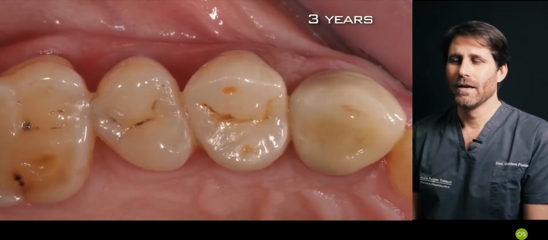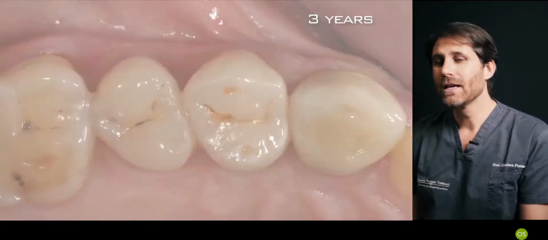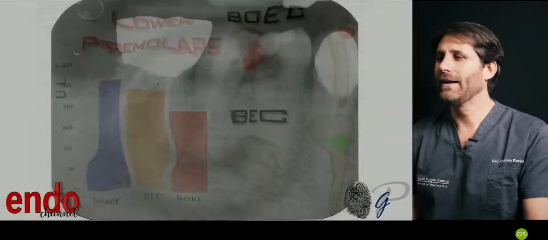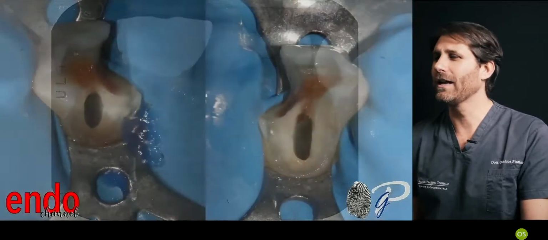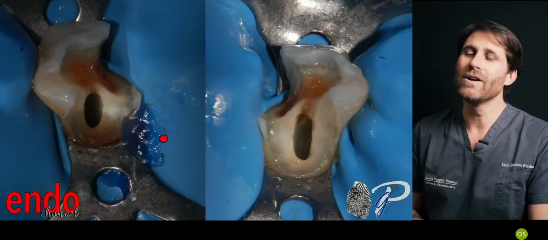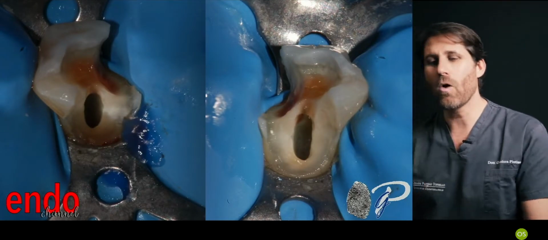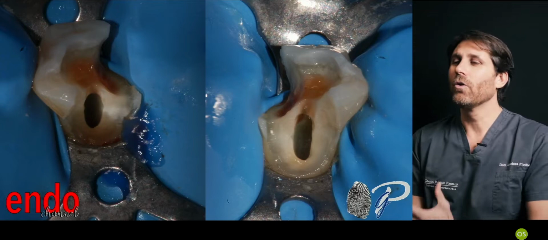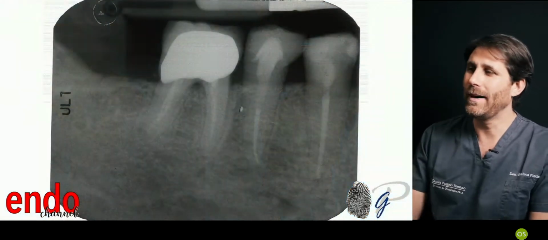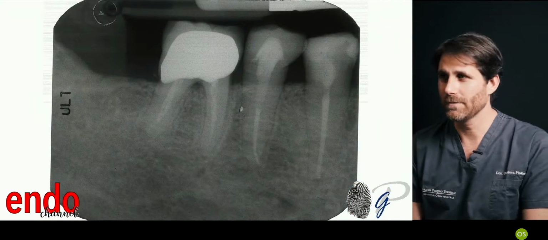This is in upper premolars, and the same in lower premolars. We can perform a buccal endodontic cavity, like in this case, preserving as much as possible the tooth structure in a tooth that has already lost a good amount of tooth structure. So in this case, strategic access can help us to perform a better treatment for our patients.